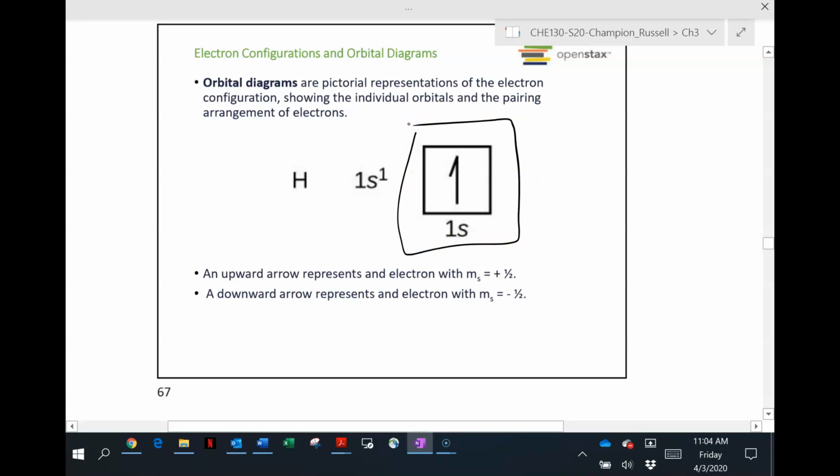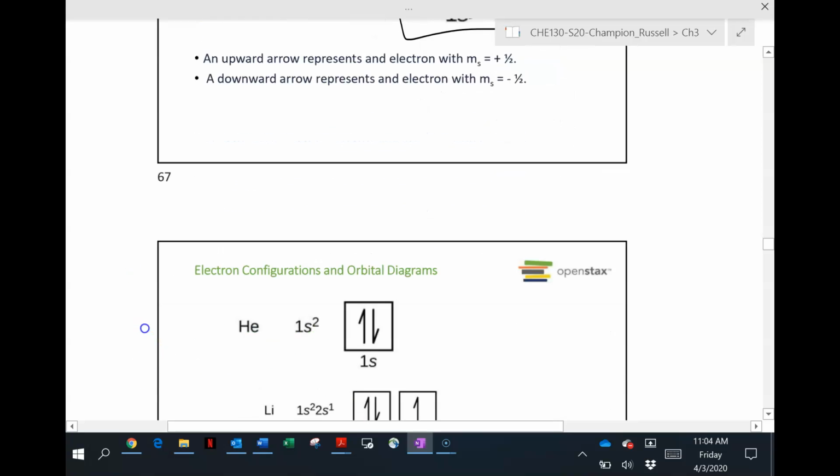That orbital diagram tells us that for this electron, n is equal to 1, L is equal to 0 because S means 0. M sub L has to be equal to 0 because there's only one possible value of M sub L. And then the fact that that's pointing up tells us that M sub S is plus 1/2. So the 4 quantum numbers for this electron are indicated in this orbital diagram. So we have a lot more info there.